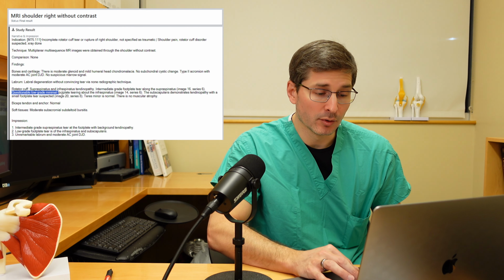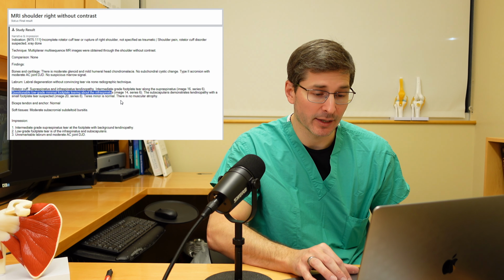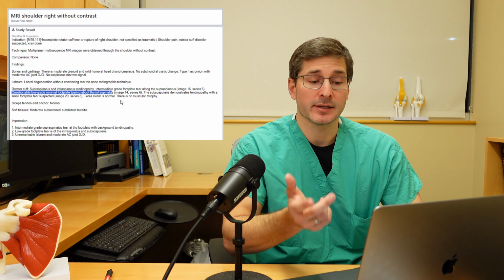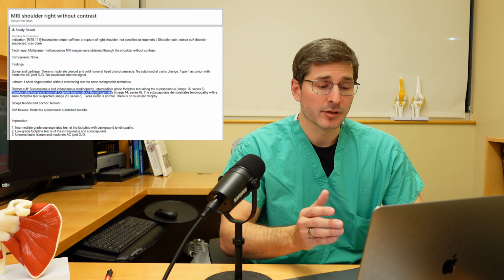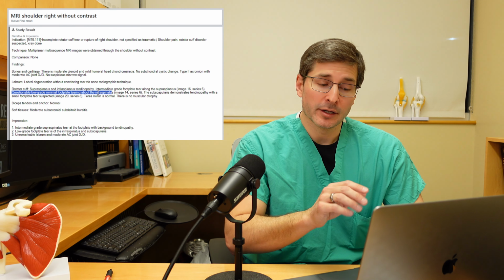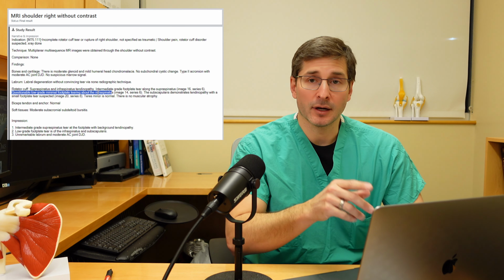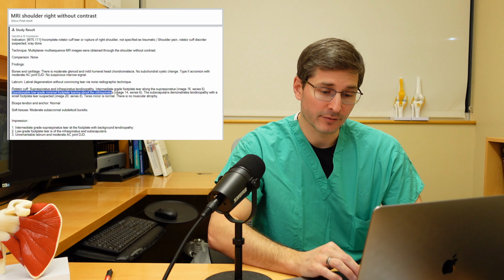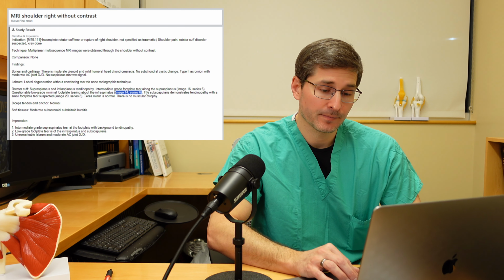They mention a questionable low-grade minimal footplate tearing about the infraspinatus. So the infraspinatus is another one of the rotator cuff tendons. And so it sounds like in this particular case, it's a little unclear, but they might see a small tear at the footprint of a second rotator cuff tendon. And again, they mention the location of this.